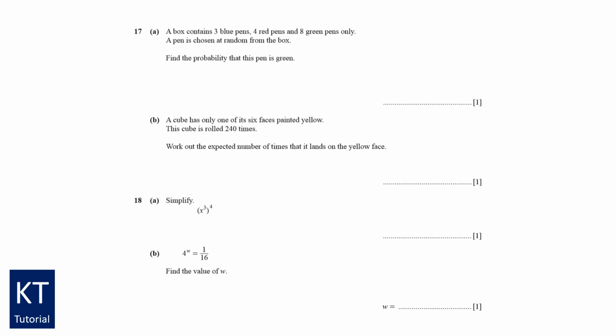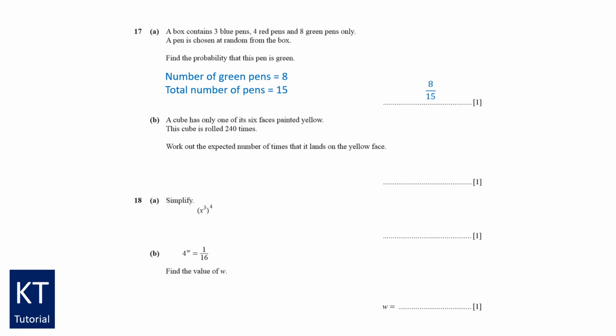Question 17a. A box contains 3 blue pens, 4 red pens, and 8 green pens only. A pen is chosen at random from the box. Find the probability that this pen is green. There are 8 green pens against a total of 15. Therefore, this probability is 8 over 15.